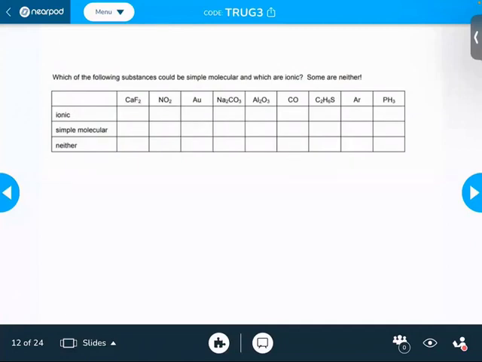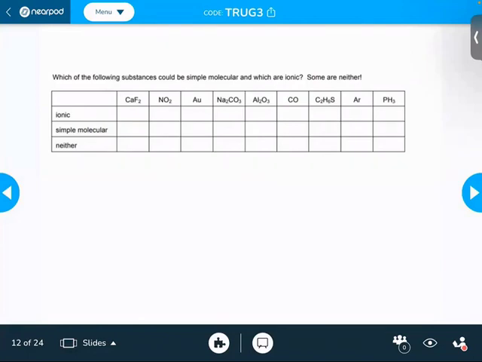Well, actually, when we look through it, you always start by looking at the formula. Is it a metal and a non-metal? So that first one there, calcium and fluorine stuck together, the fact that I would call that calcium fluoride, the fact it says "ide" at the end, is usually a giveaway that it's ionic. So that one would definitely be ionic. Whereas NO2, well, nitrogen and oxygen are both non-metals, so it's simple molecular.